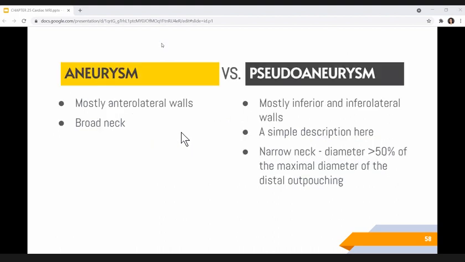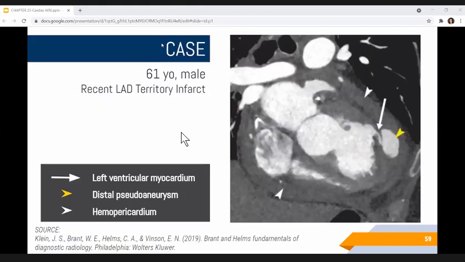It is important to differentiate true from pseudoaneurysm due to differences in treatments and outcomes. In general, true aneurysms have a broad neck, whereas pseudoaneurysms usually have a narrow neck that has a diameter less than 50% of the maximal diameter of the distal outpouching. This is now a case of a 61-year-old male with recent LAD territory infarct. Coronal oblique reformat shows the narrow-necked tear through the left ventricular myocardium, pointed by the white arrow. Distal to it is a pseudoaneurysm marked by the yellow arrowhead, and surrounding hemopericardium is appreciated, demarcated by the white arrowheads.